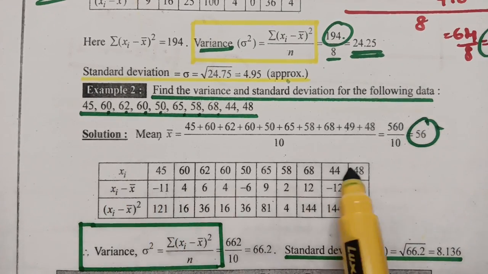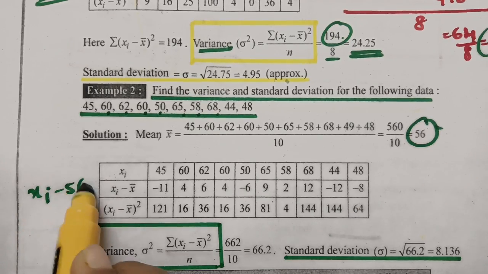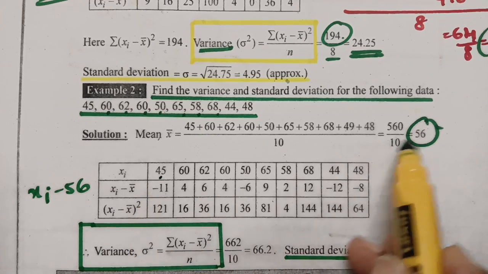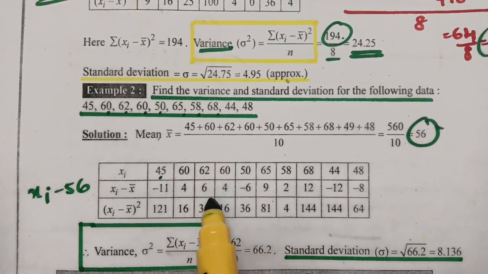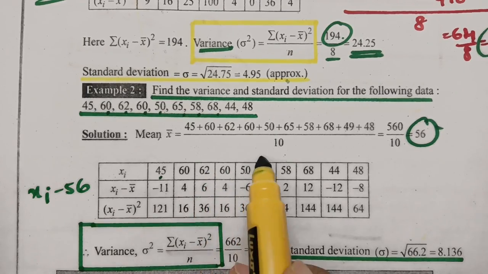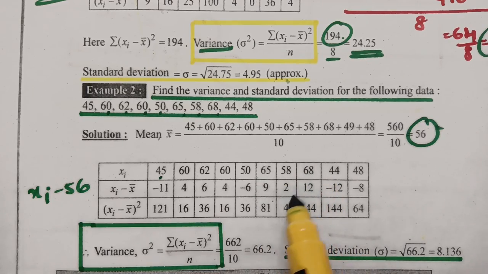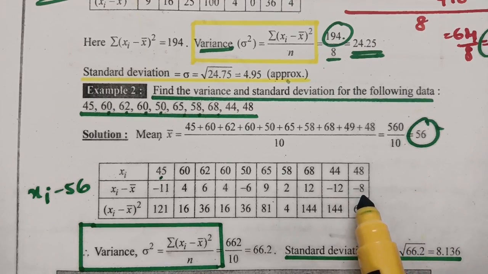Now, these are all the x values, and now we have to take xi minus 56. From each and every value we have to subtract 56. 45 minus 56 is minus 11. 60 minus 56 is 4. 62 minus 56. 60 minus 56. 50 minus 56. 65 minus 56. 58 minus 56. 68 minus 56. 44 minus 56 and 48 minus 56.